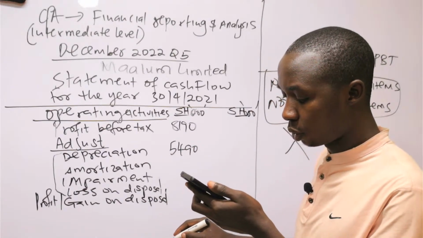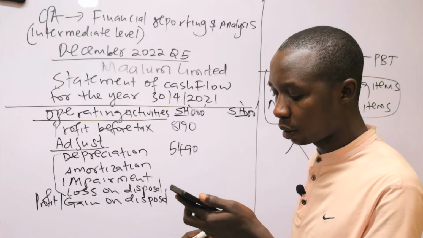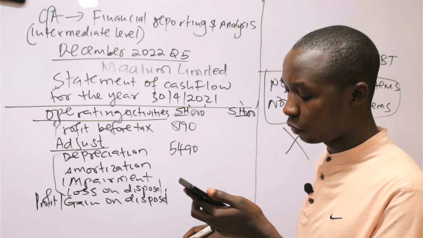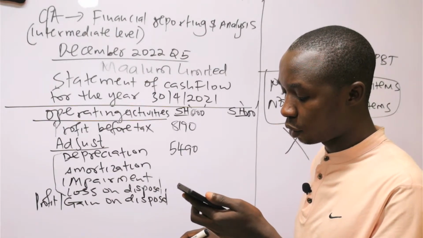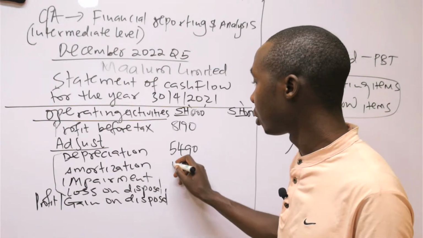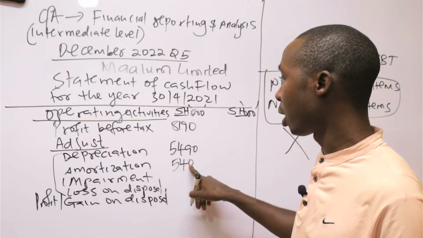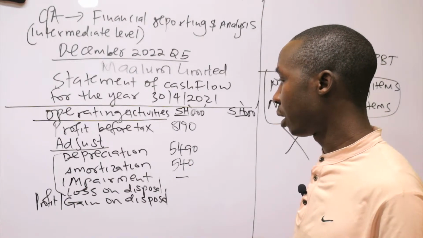Then amortization also is given in note 4, whereby they are saying that intangible assets were amortized during the year, and amortization charged to the profit or loss amounted to 540. So this is another 540, which was adjusted in order to arrive at this. So we add back. There's no impairment there.